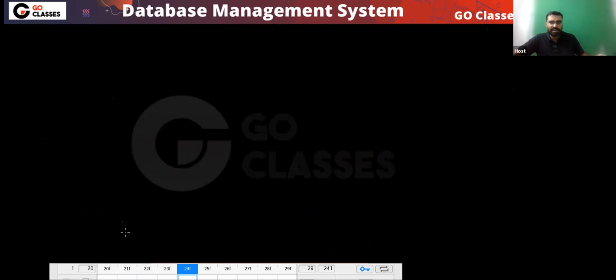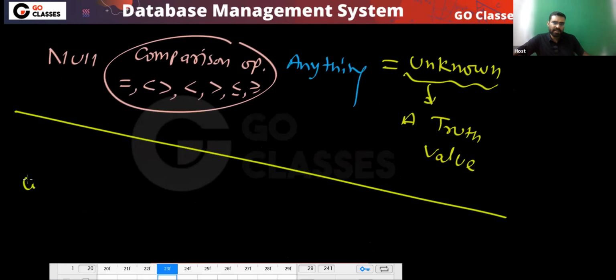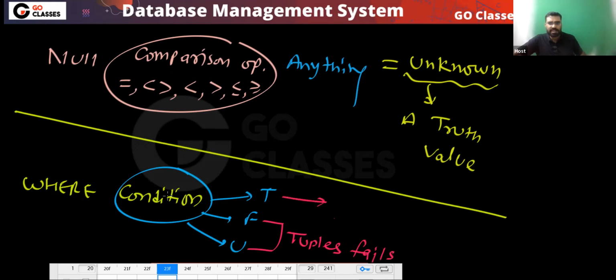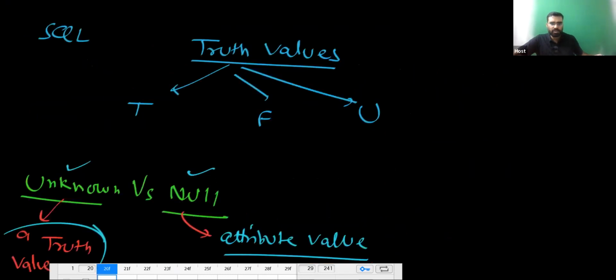Remember, if you notice this where condition, this condition can be either true, false, or unknown. In these two cases, the tuple fails. The tuple that you are checking will fail. And only for this case, the tuple will pass. Anyway, let's come back to this question.